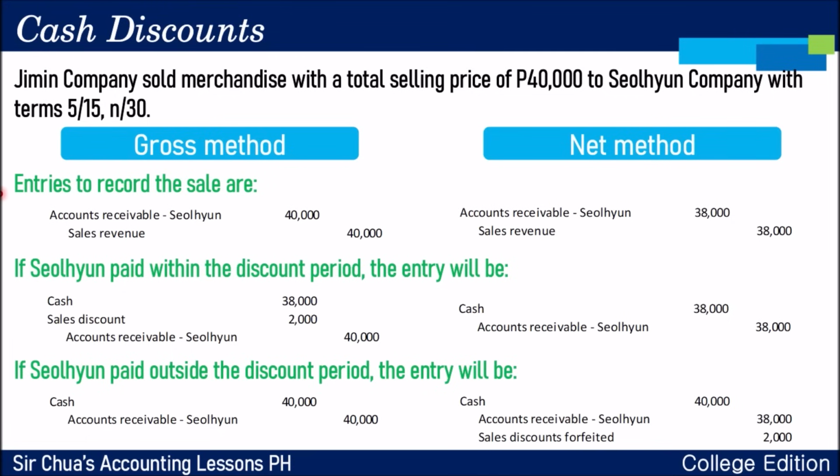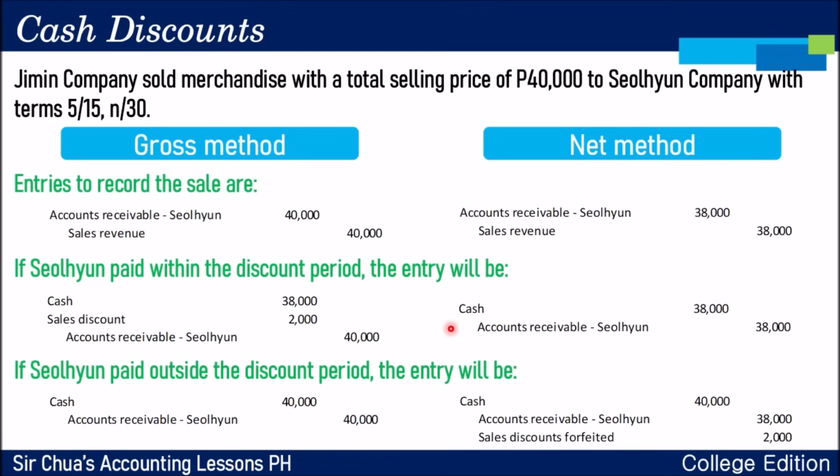Dito muna tayo sa sales transaction na nagbayad within the discount period. 40,000 yung sales transaction natin. Pag nagbayad within the discount period, bibigyan mo siya din naman ng discount na 2,000. So, magkano net sales natin? 38,000. Sa net method, ni-record mo na siyang 38,000 at 38,000 talaga siya pag nagbayad within the discount period. So, pareho lang 38, diba?